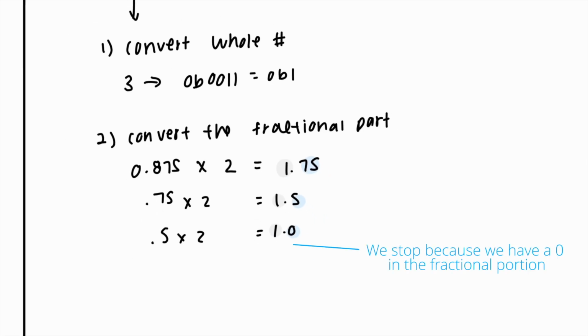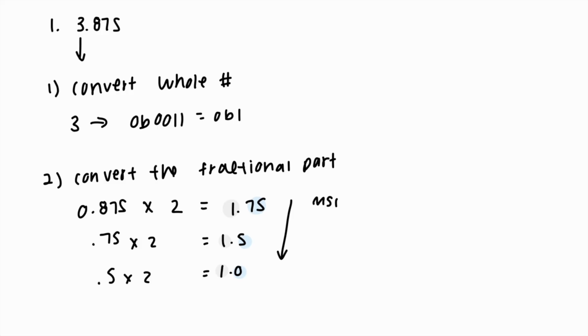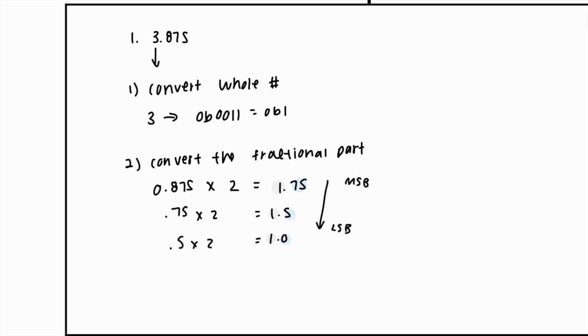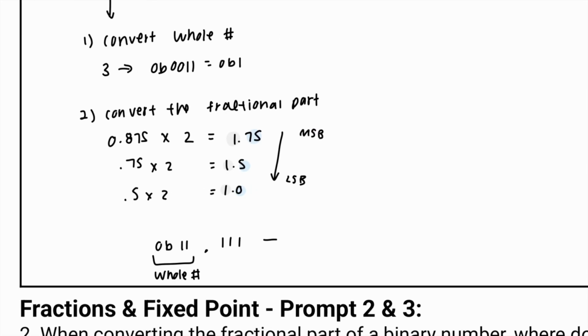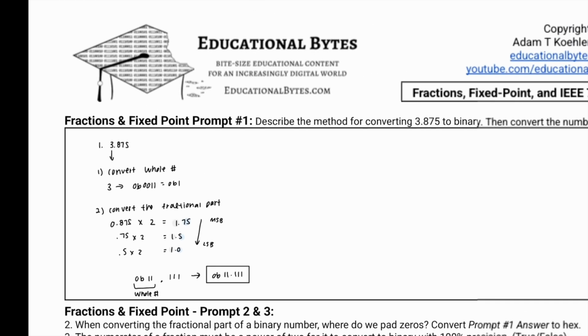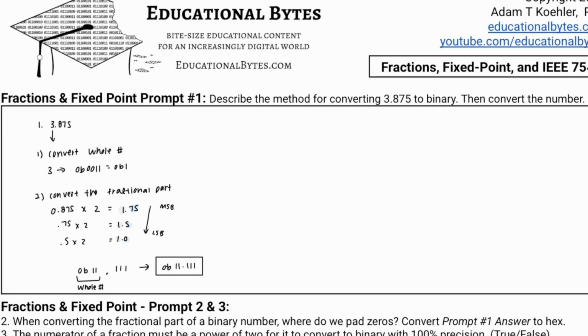Okay, great. Now we have our binary. We're going to go down from our most significant bit to our least significant bit when we're getting the fractional part. So our final answer will be 0b11 for our whole number, dot decimal, and then since we're going from the most significant bit to the least significant bit, our fractional part will be 111. So our final answer is 0b11.111. And that is how you convert a decimal number to binary.